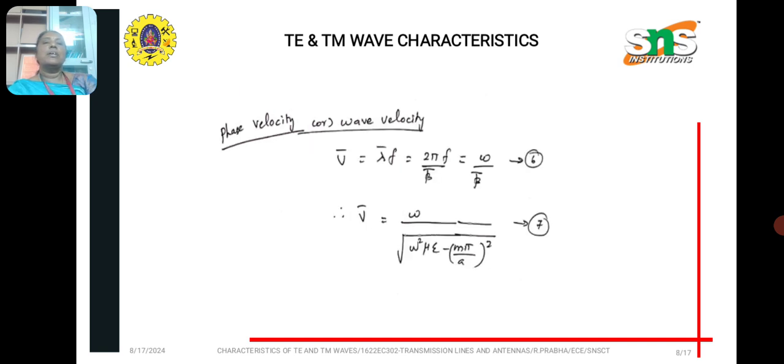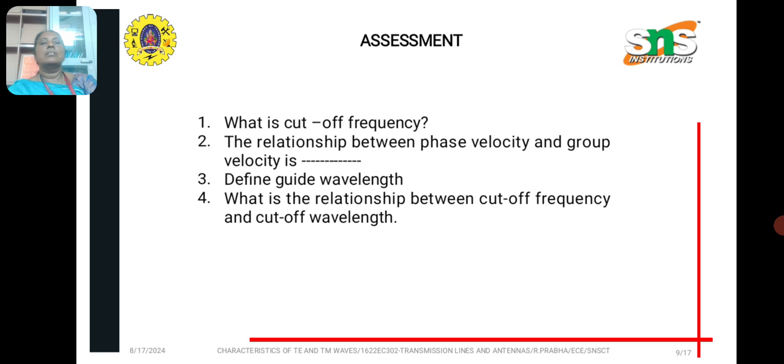Now the phase velocity or wave velocity is the velocity of the wave traveling through the parallel planes. V is equal to lambda f. Lambda is 2 pi by beta, so 2 pi f in the numerator is omega. So now we can write the velocity by the formula omega by beta. Beta is substituted as root of omega squared mu epsilon minus (m pi by a) the whole squared. So now these are the characteristics of the transverse electromagnetic wave. So far we have discussed guide wavelength, phase velocity, cutoff frequency, and the group velocity, etc.